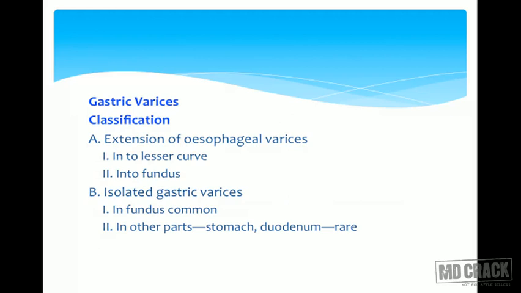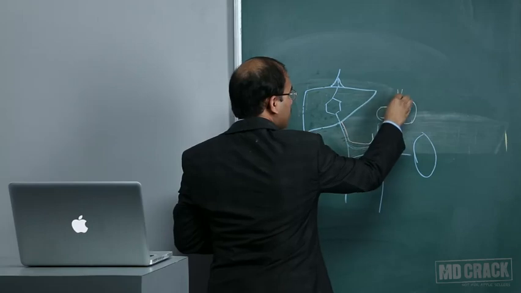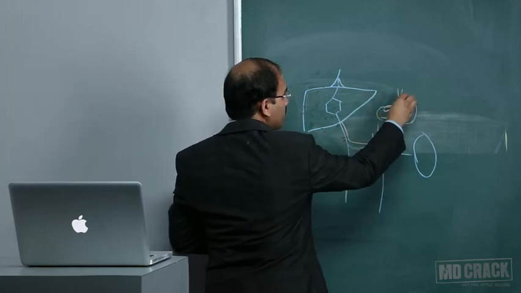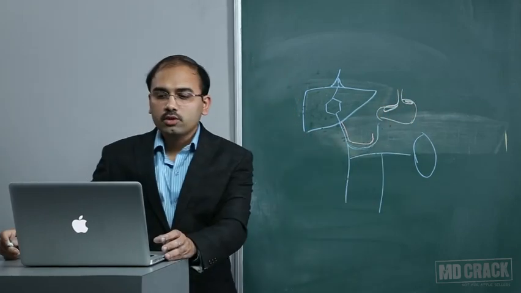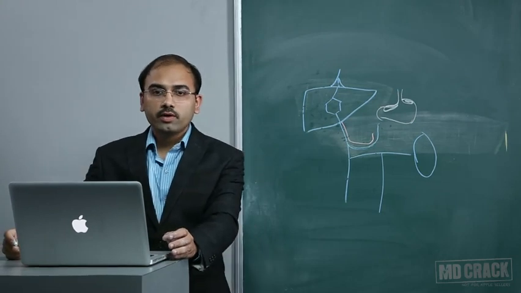Classification for gastric varices is as an extension of esophageal varices. So esophageal varices will extend into the stomach to form gastric varices. They can be present in the lesser curvature or at the fundus. There can be isolated gastric varices which are common in the fundus.